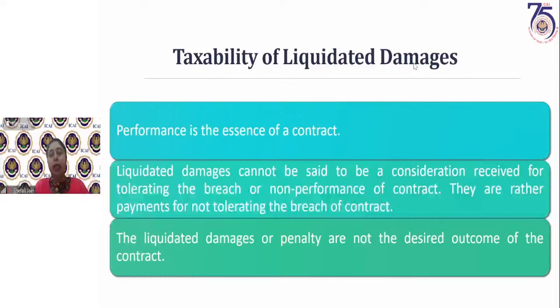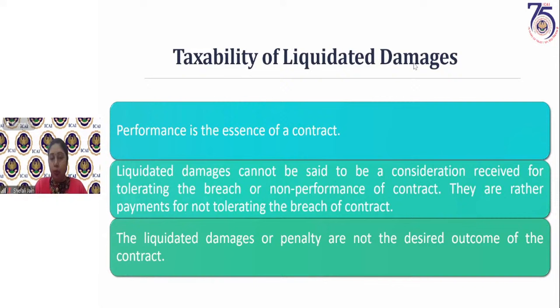So these liquidated damages are only a compensation. They are not a consideration received for tolerating the breach or tolerating the non-performance of the contract. They are payments for not tolerating the breach. This clause was initially incorporated in the contract so that in case the contract is not performed, then this damage or compensation will be received by the aggrieved party. But the intention was not that the person should not comply with the contract and will get the compensation. No. So this cannot be considered as a consideration.